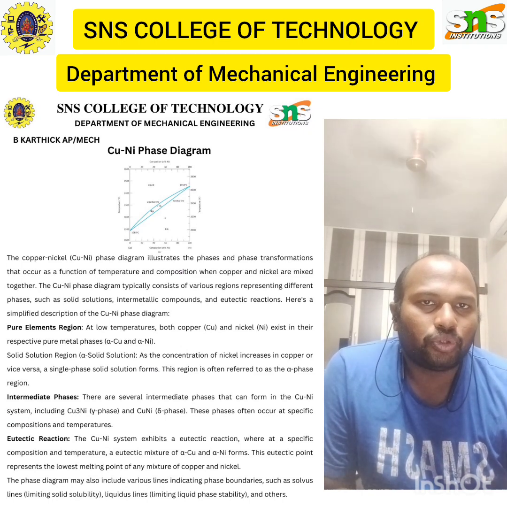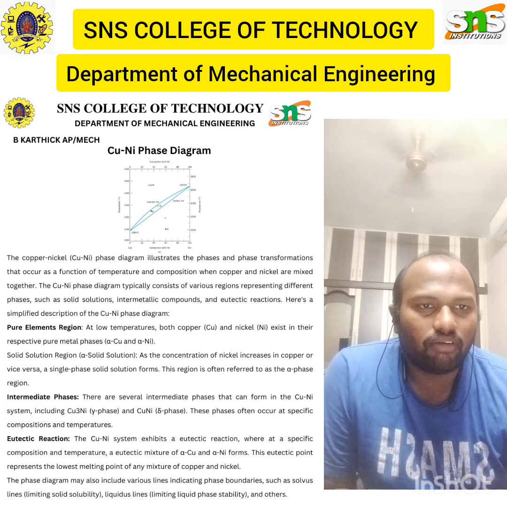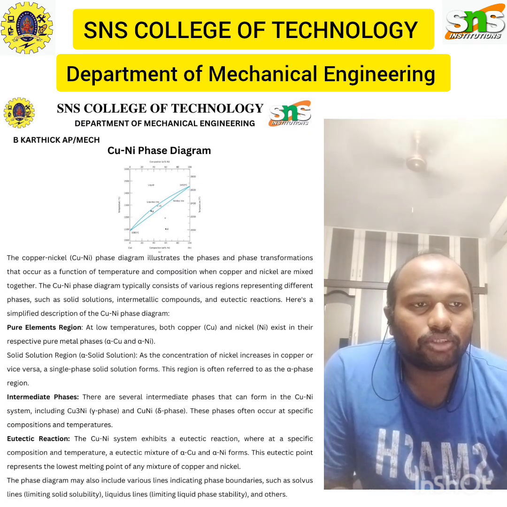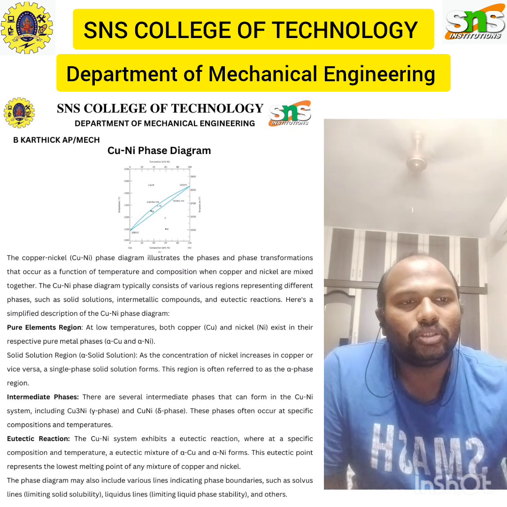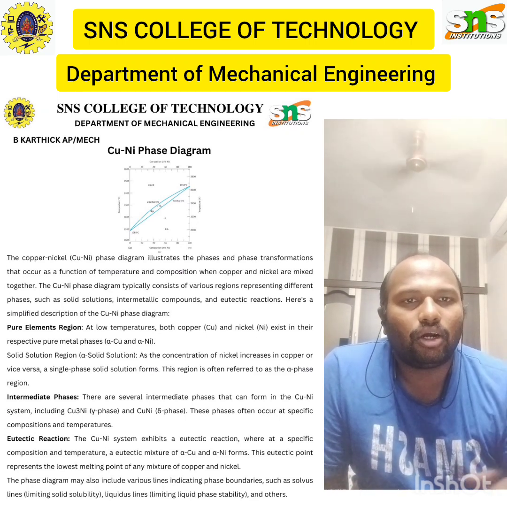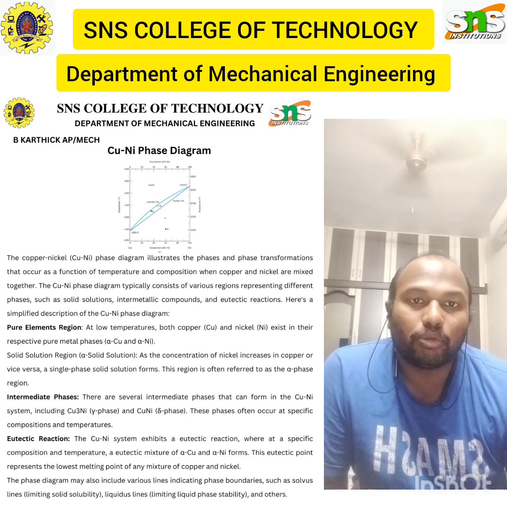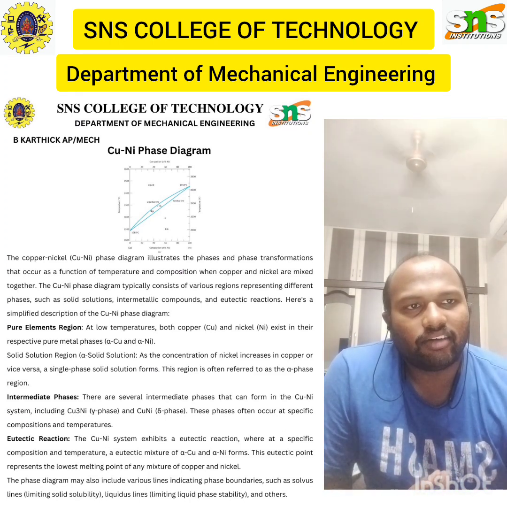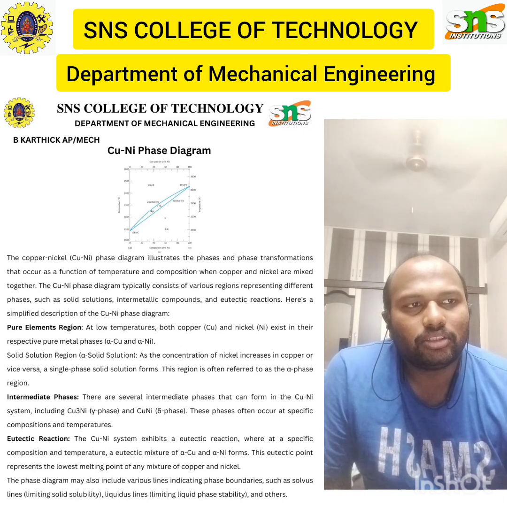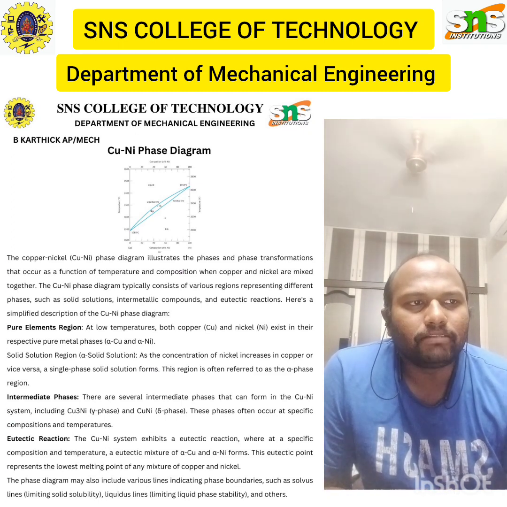Phase diagrams may also include various lines indicating phase boundaries, such as the solidus line, which limits the solid solubility, and the liquidus line, which limits the liquid phase stability. It is important to note that phase diagrams may depend on pressure, so typical phase diagrams are drawn for atmospheric pressure. Additionally, the exact position of phase boundaries may be influenced by impurities and processing conditions. So it is recommended to refer to a specific phase diagram charted at a certain temperature and pressure.